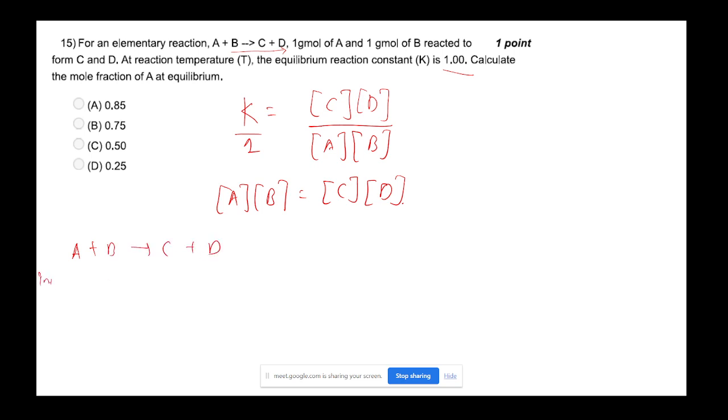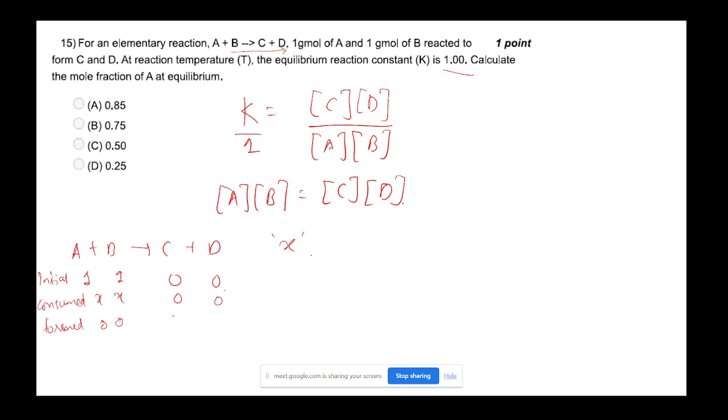now let's write initial moles 1, 1, 0, 0. Now let's say X is the amount of moles which is consumed at equilibrium. So consumed will be X, X, 0, 0. Formed will be what?